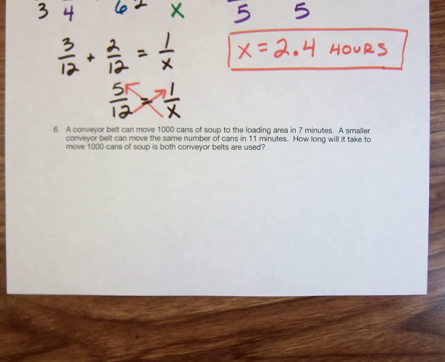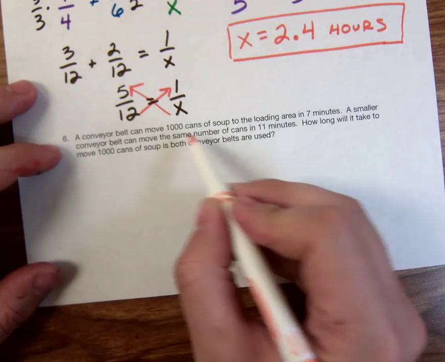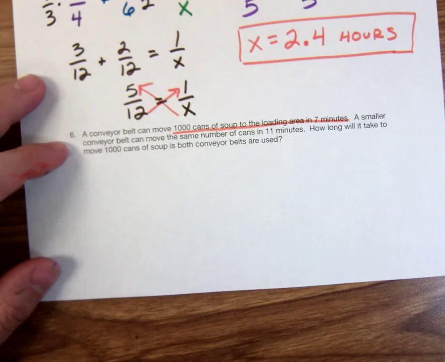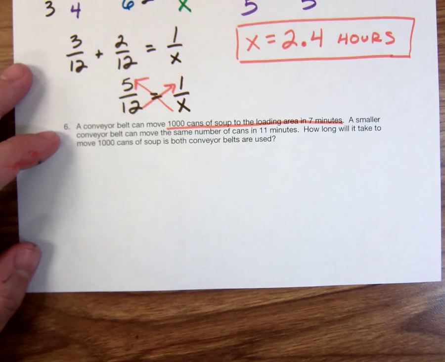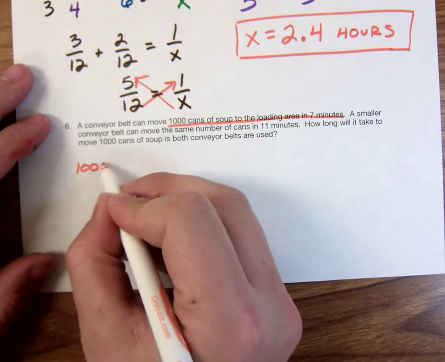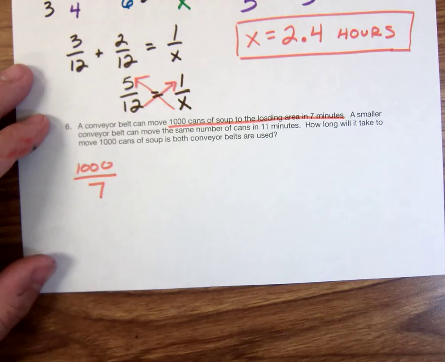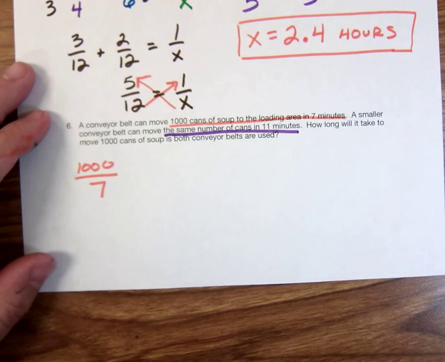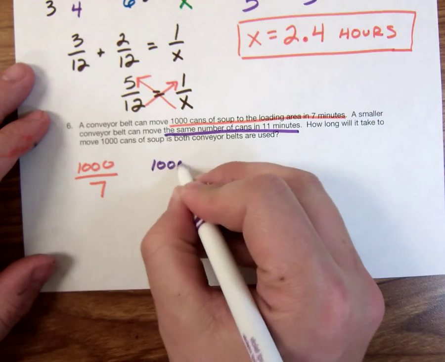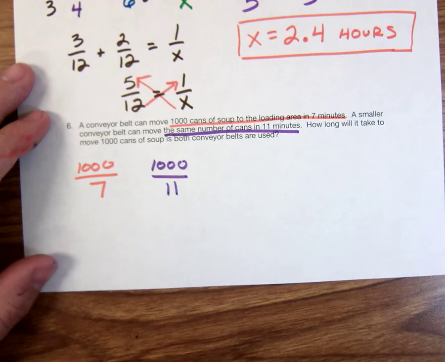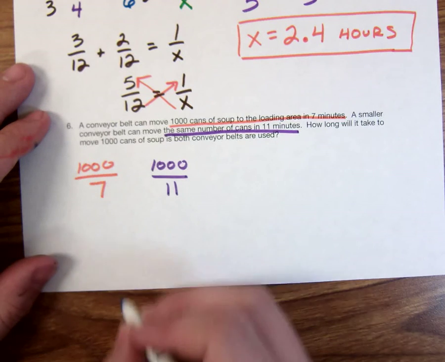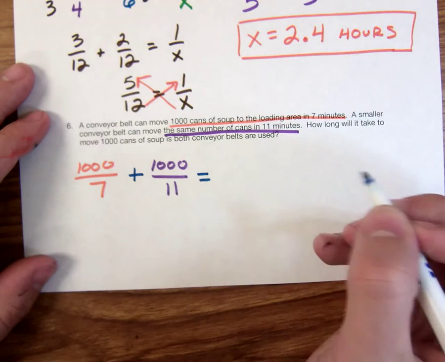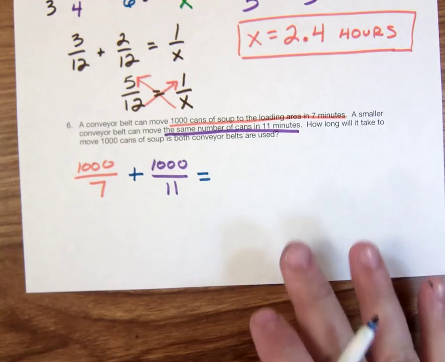Per minute. The one belt can do 1,000 cans in 7 minutes. How can I figure out cans per minute? Yep, 1,000 divided by 7. The smaller conveyor belt can move the same number of cans, which is 1,000, in 11 minutes. 1,000 divided by 11. If I use the two of them together, meaning the rate of the first plus the rate of the second, how long is it going to take them to move 1,000?